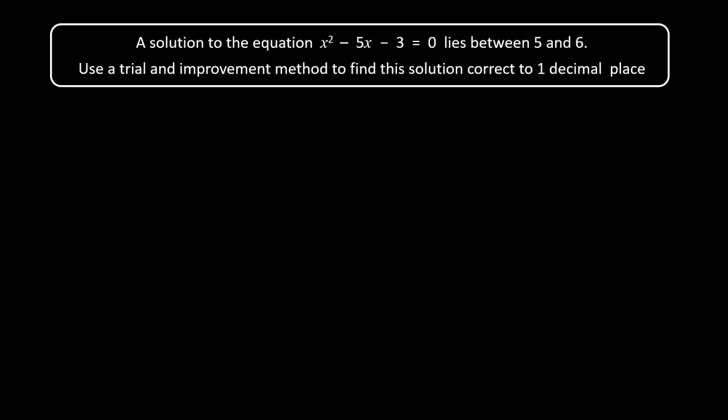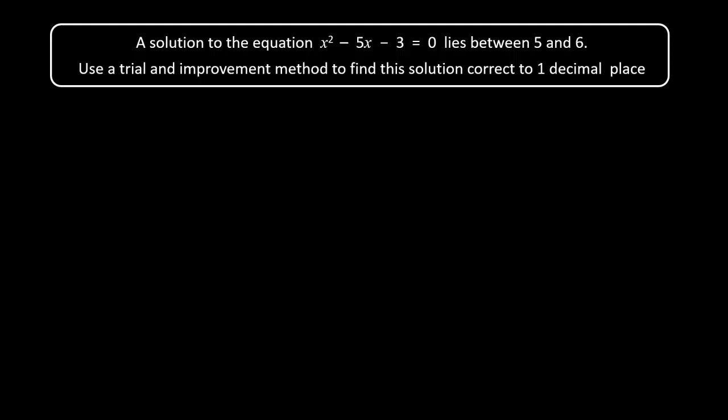So let's get going and have a look at a kind of question we could have. The question gives us an equation, x squared minus 5x minus 3 equals 0. And it tells us there's a solution between 5 and 6. And it says use trial and improvement to find the solution correct to one decimal place. So quite a few important things there. Between 5 and 6 is important, and one decimal place is also important.